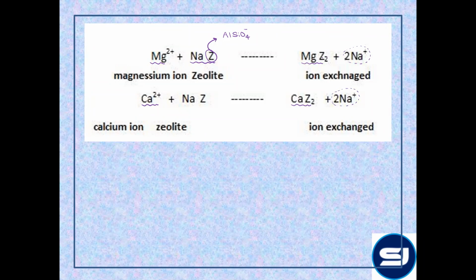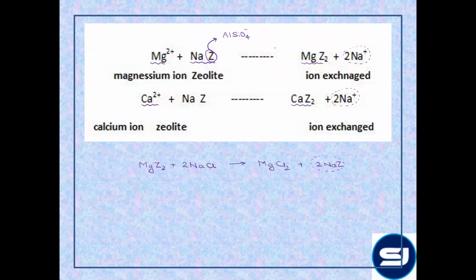And to regenerate the zeolite, this Mg or CaZ2 is added with sodium chloride. तो NaCl के थ्रू क्या होता है, मैग्नीशियम का क्लोराइड बन जाता है, and we get twice of NaZ, thereby regenerating the zeolite.